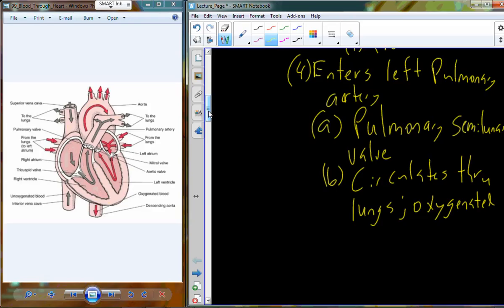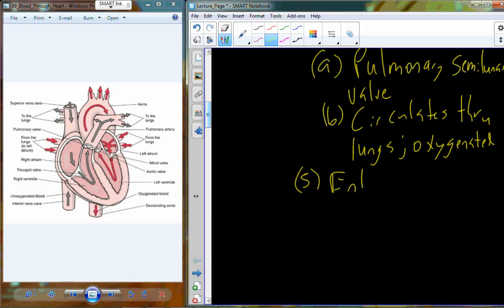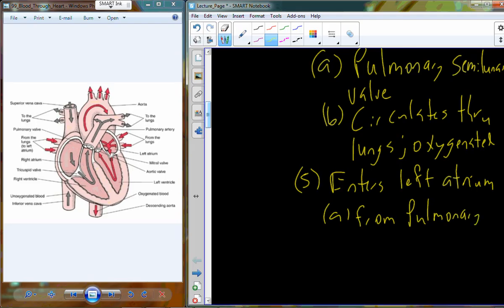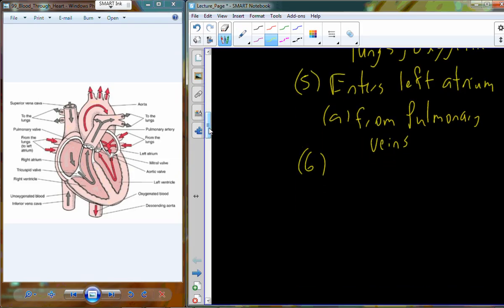Now we see that the arrows are red because we've oxygenated that blood, and they come back into the left atrium. Just like with the right side of the heart, everything that's happening here on the left side of the heart is also going to happen on the right side of the heart at the same time, but we're only going to deal with the left side of the heart. So blood comes back in from the pulmonary veins and enters the left atrium. That left atrium begins to fill up, and it's going to be signaled to contract.